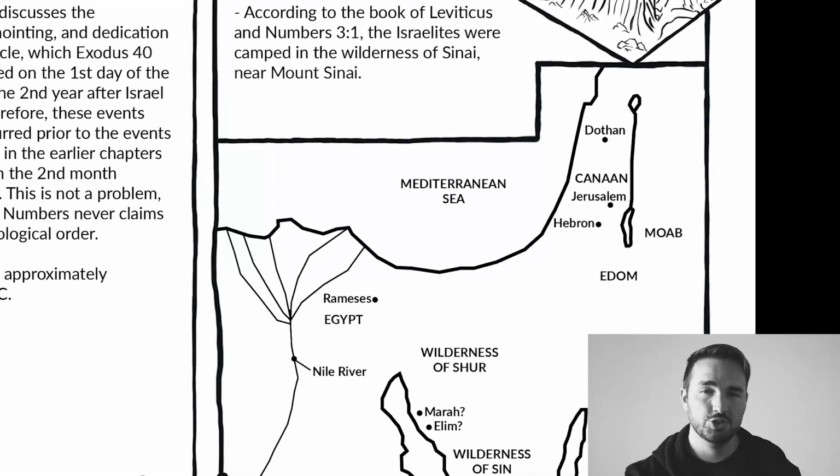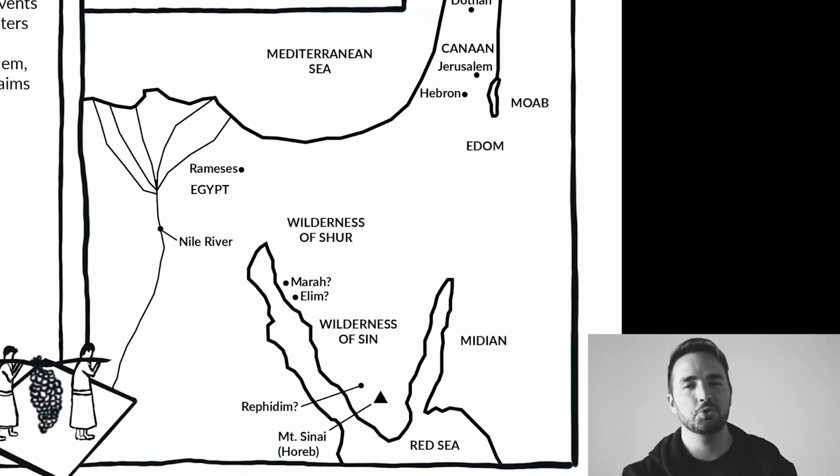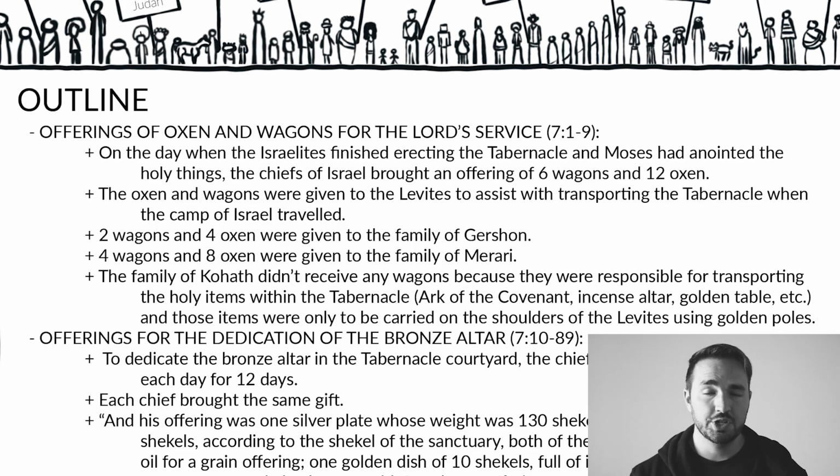What hasn't changed is our map. The children of Israel are still encamped at Mount Sinai in the wilderness of Sinai, and they're on their way north to the Canaan land, but not there yet. In the first section of chapter 7, verses 1 through 9, I'm going to talk about an offering of oxen and wagons for the Lord's service.